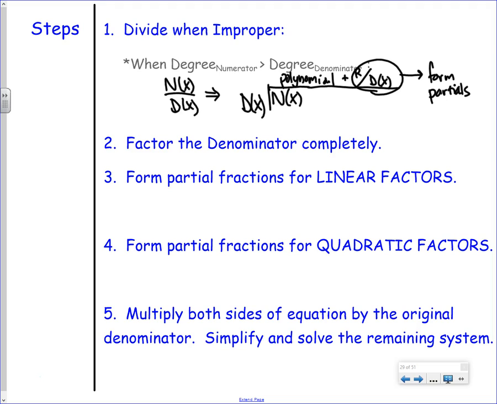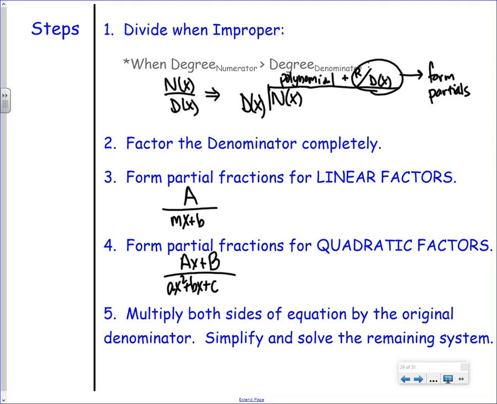So for number 1, if the fraction is improper, after you divide, keep the polynomial, take the remainder, and form partial fractions of the remainder, which is a fraction. Number 2, factor the denominator completely as much as you can. For linear factors, any sort of mx plus b that you might have, just put a constant up top. For quadratic factors, any ax squared plus bx plus c, make sure you put a linear factor up top.